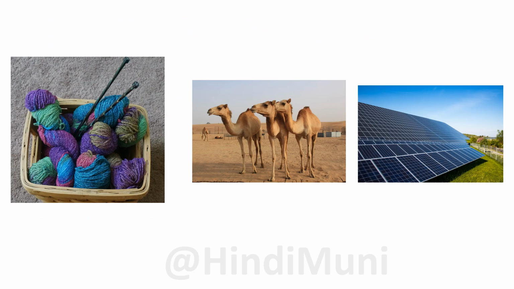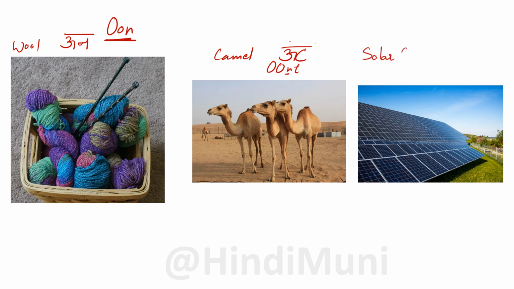Okay, now looking at a few examples. So this is wool. In Hindi, it is called oon. This is an easy pronunciation and ends in n. Then camel in Hindi is called oont. This is a very slight n sound, a nasal sound. Then solar energy, this energy is called urja.